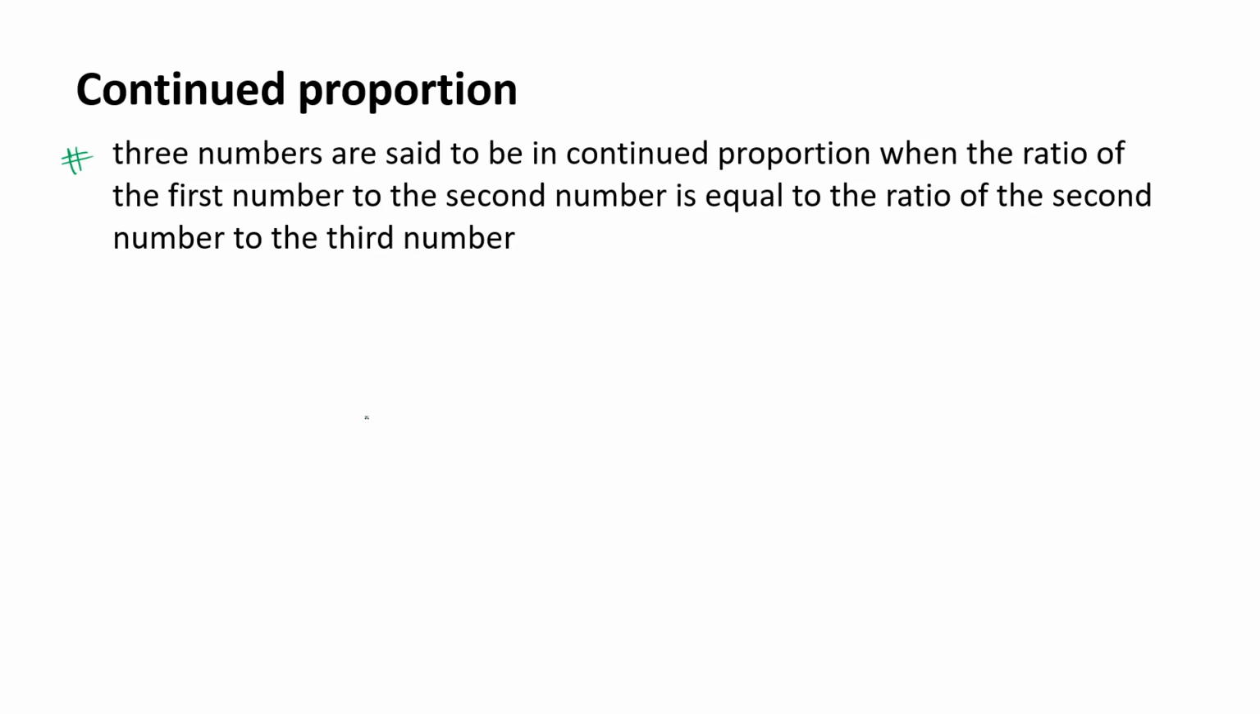Let us take any three numbers like A, B, C. When we say A, B, C are in continued proportion, then the ratio between the first and second terms is equal to the ratio between the second and third terms. That means the ratio between the first and the second term, that is A is to B, must be in proportion with the ratio of the second term and the third term, that is B is to C.